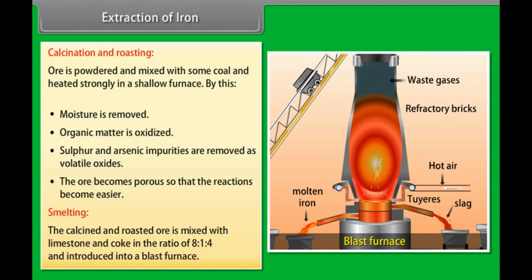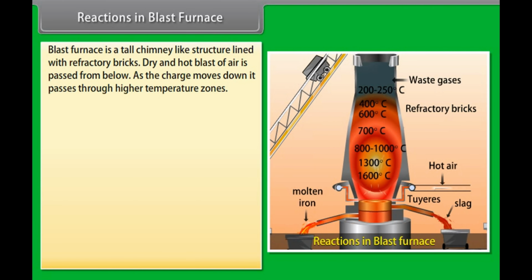Smelting. The calcined and roasted ore is mixed with limestone and coke in the ratio of 8:1:4 and introduced into a blast furnace. Reactions in the blast furnace. The blast furnace is a tall chimney-like structure lined with refractory bricks. A dry and hot blast of air is passed from below.